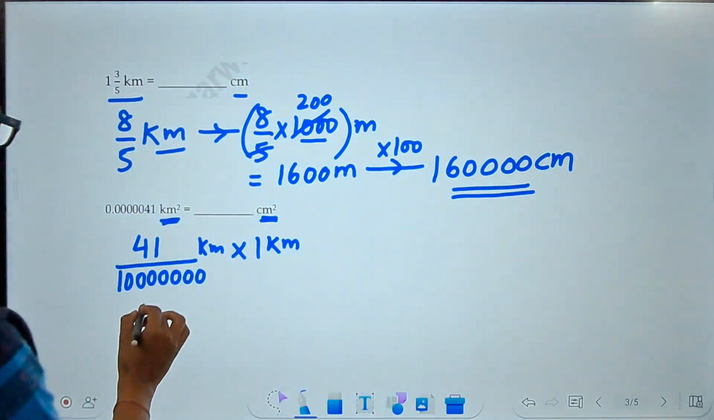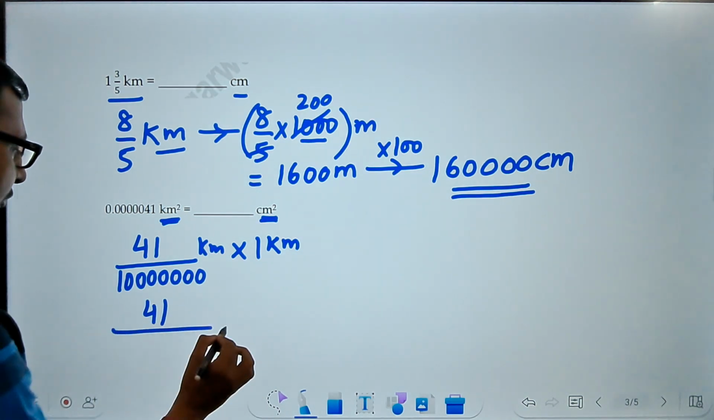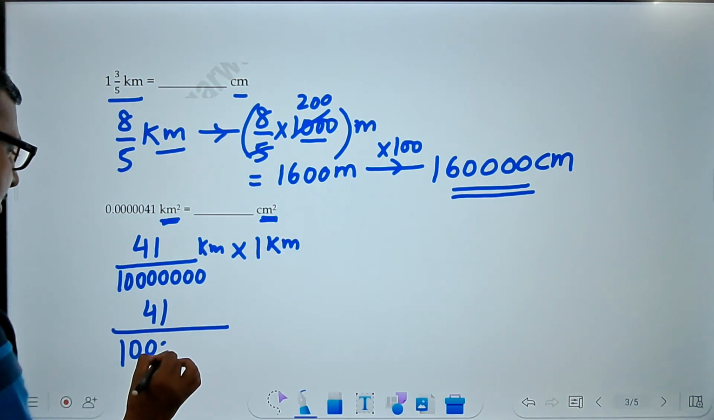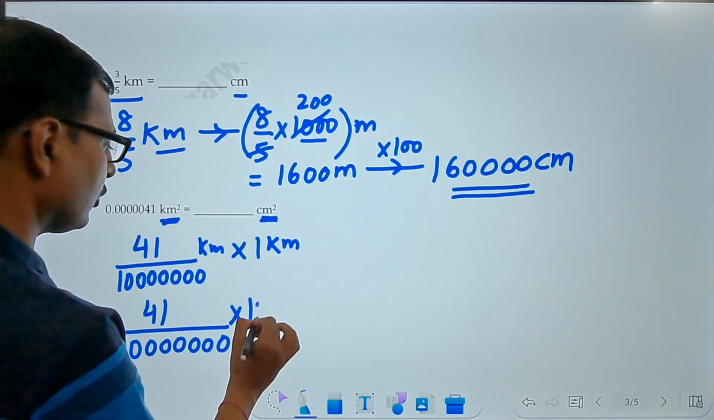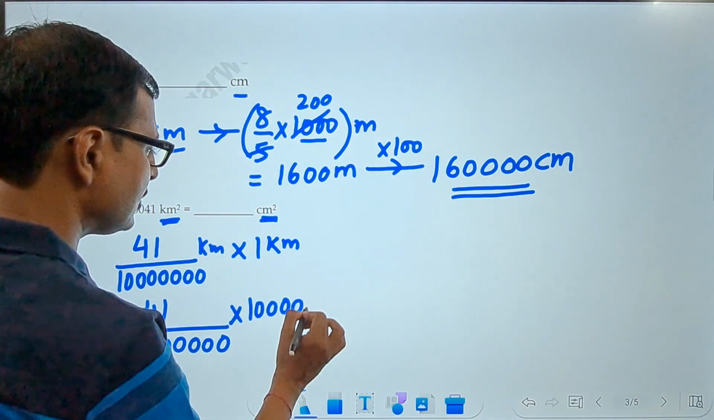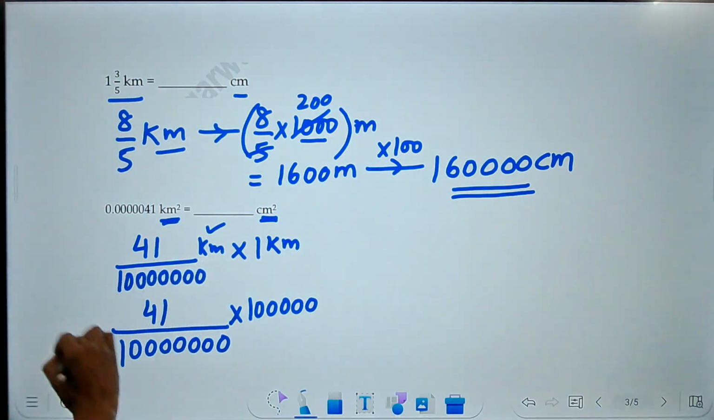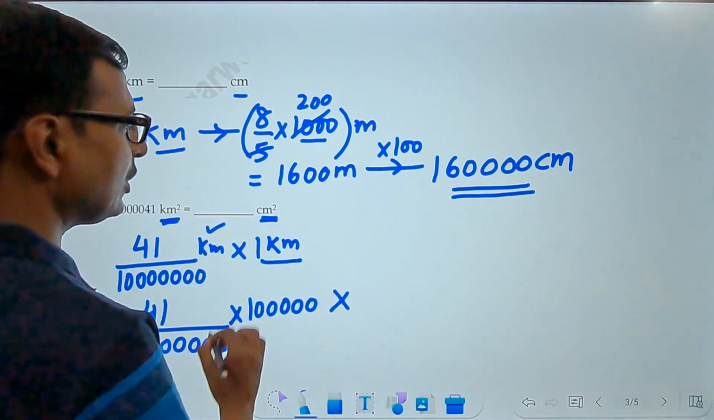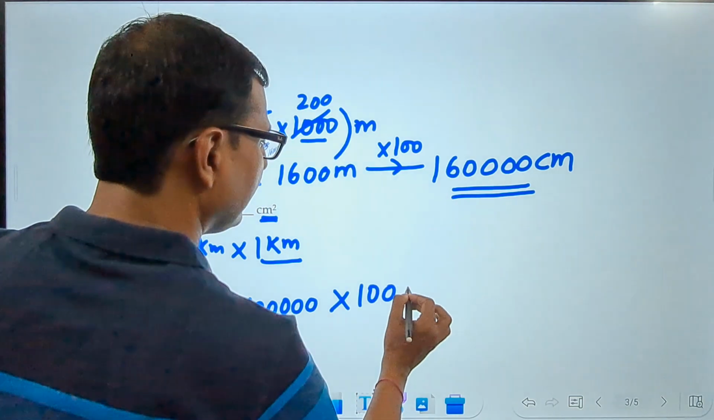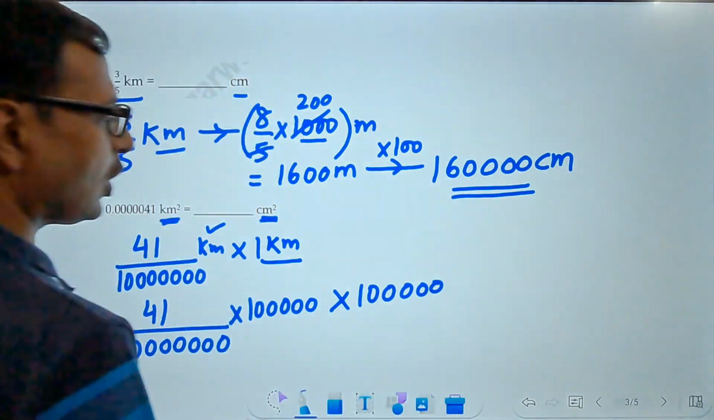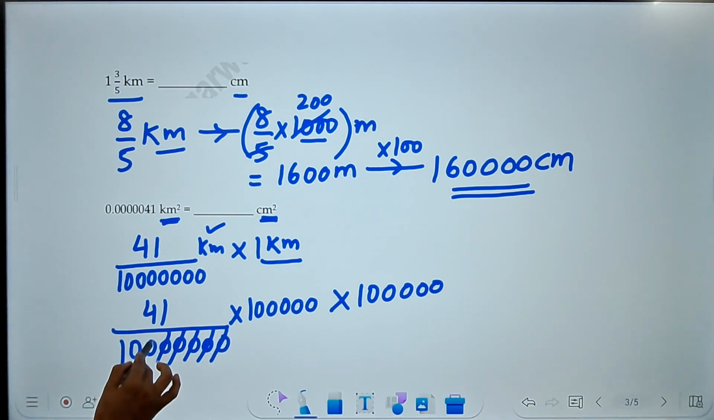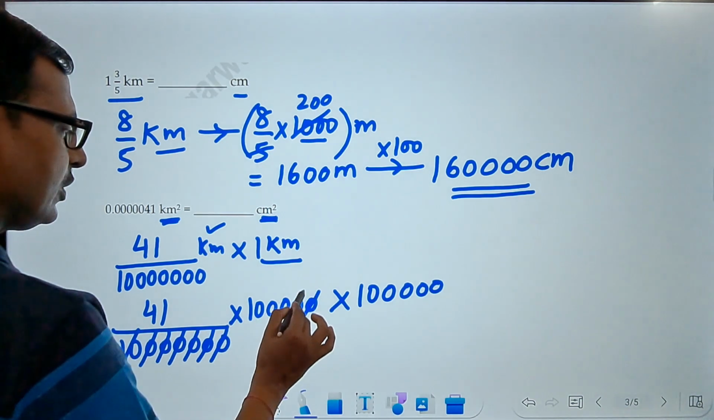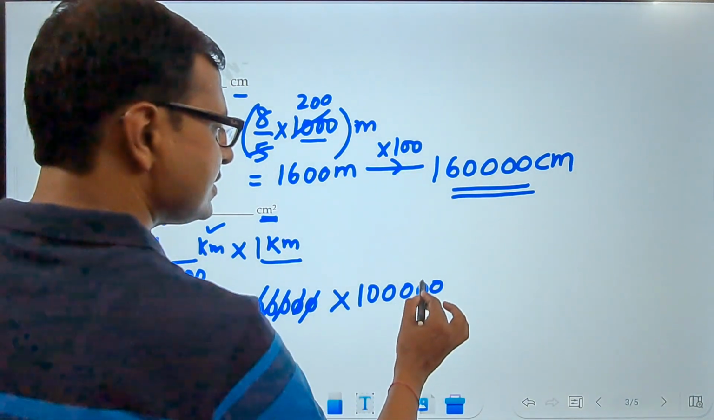And therefore this 41 upon 1 followed by 7 zeros will be multiplied by 1 followed by 5 zeros. This converts this one, and then times this 1 kilometer is again 1 followed by how many? 5 zeros. So how many zeros now can you cancel out? 1 2 3 4 5 6 7. So 7.